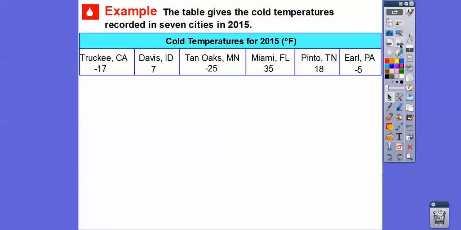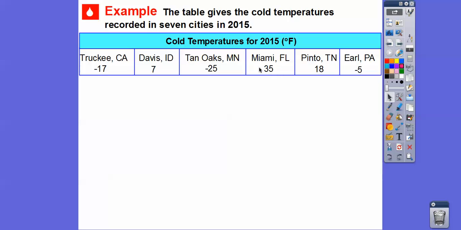All right, so this table gives the cold temperatures that were recorded in 7 cities in the United States in 2015. Here in Truckee, California, which is up in the high Sierras, about 7,000 feet in elevation, maybe a little higher, the cold temperature on a certain day was negative 17 degrees. In Davis, Idaho, it was 7. In Tan Oaks, Minnesota, it was negative 25. Miami.